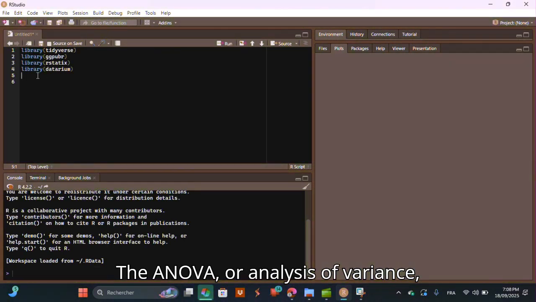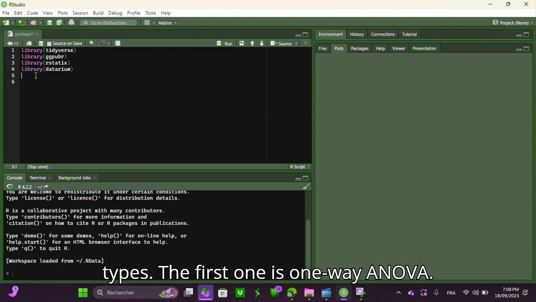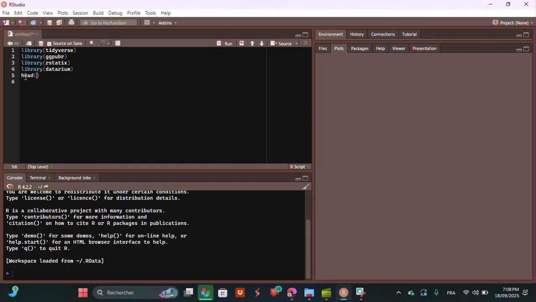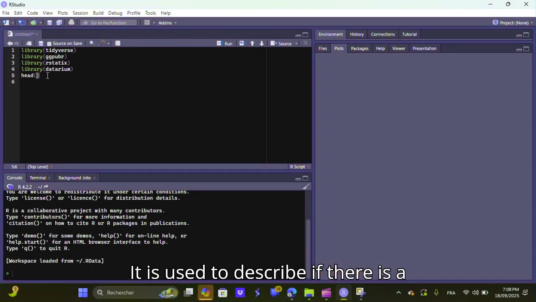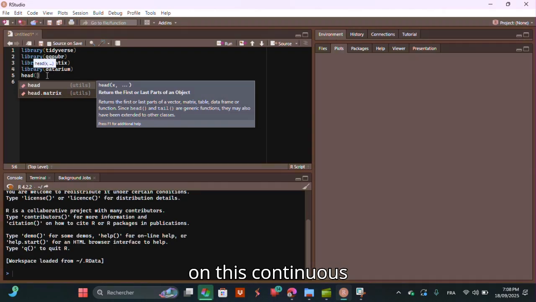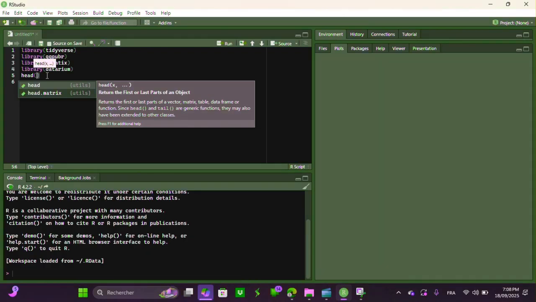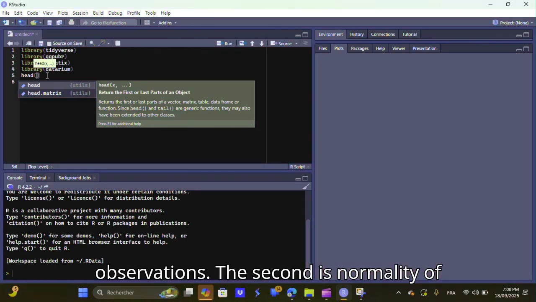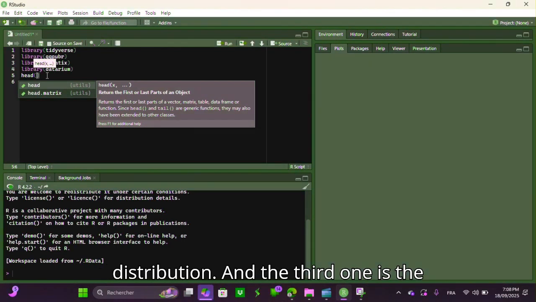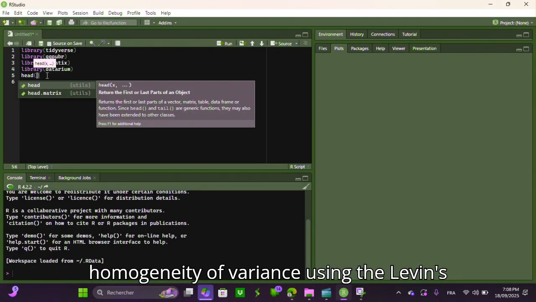The ANOVA, or analysis of variance, contains three main types. The first one is one-way ANOVA. It is used to describe if there is a significant influence of a factor on a continuous variable under three assumptions. The first one is the independence of observations. The second is normality of distribution, and the third corresponds to the homogeneity of variance using Levene's test.